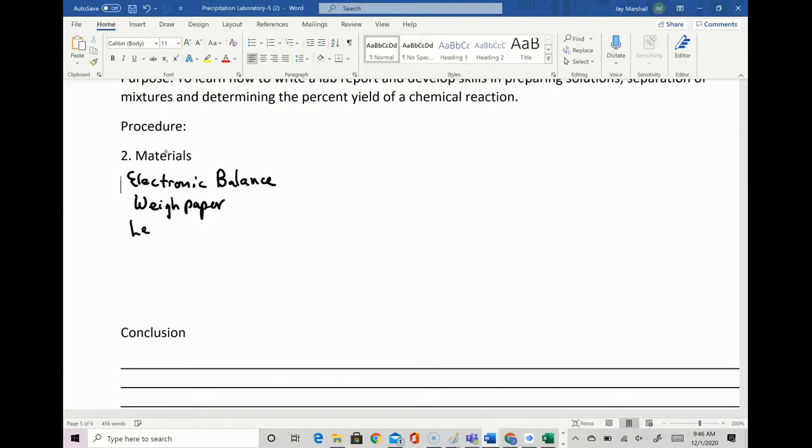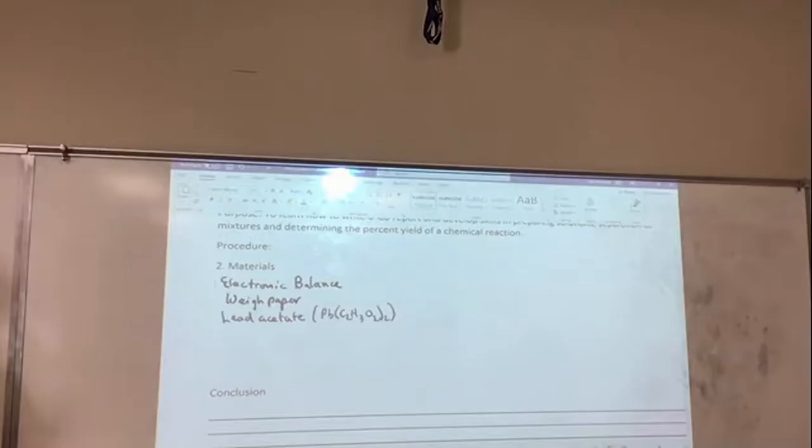So lead acetate. And it would be good to write out the name and the chemical formula, PbC2H3O2. And then what was the other reactant? Potassium iodide. Oops, doesn't start with a K.